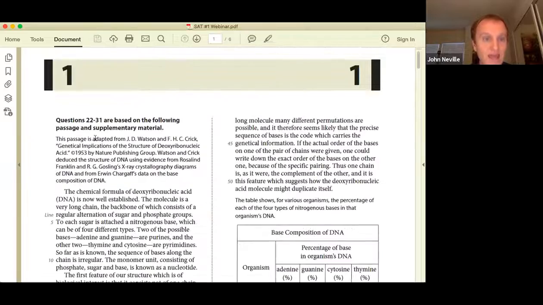One more introduction. As you can see, a lot of introductions will be a little bit on the longer side. But again, the all-important year, the publication, the authors, X-ray crystallography diagrams. I don't know what those are, but hey, that might be helpful for some people. Okay, so always read the introduction.